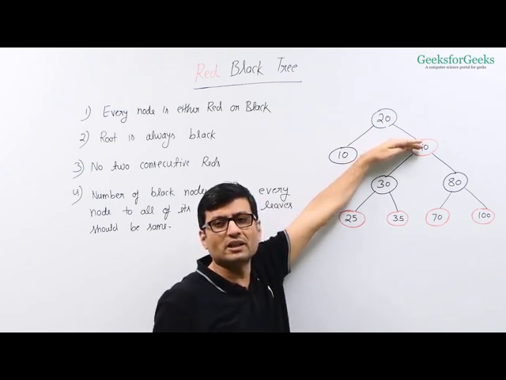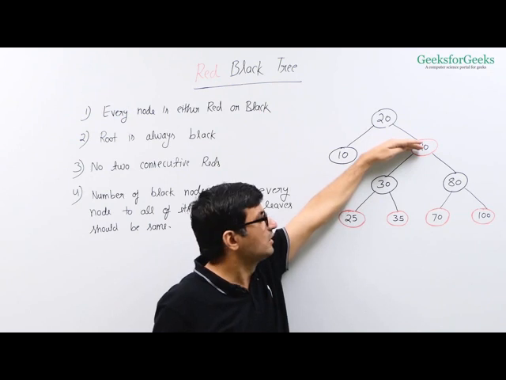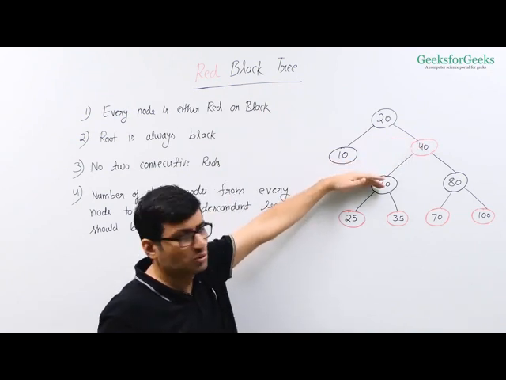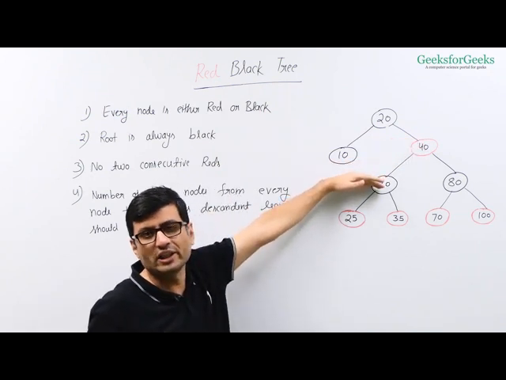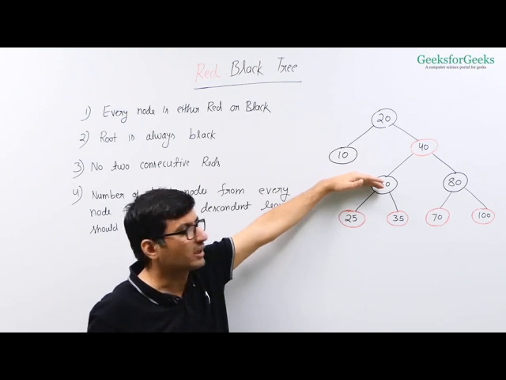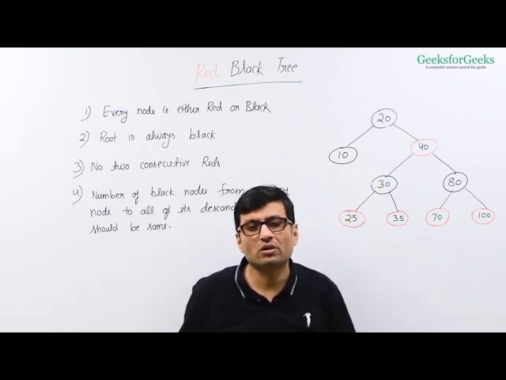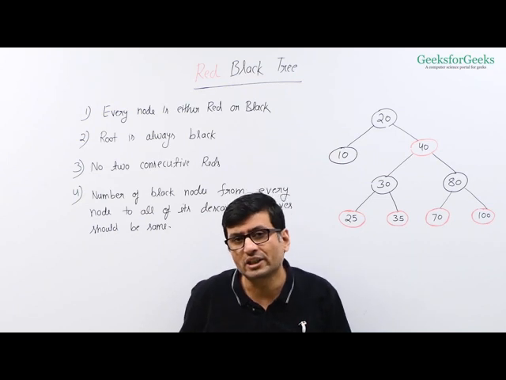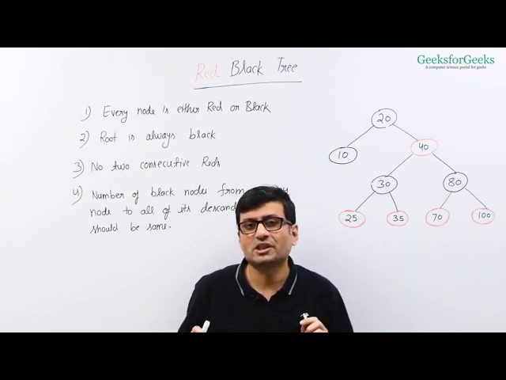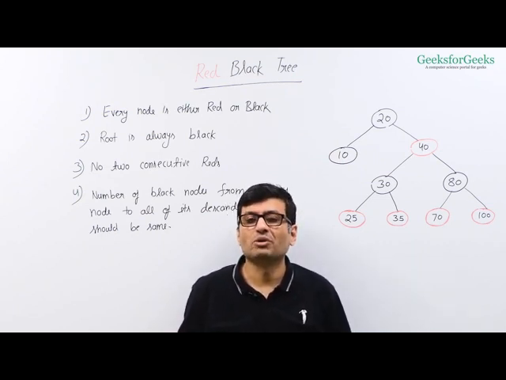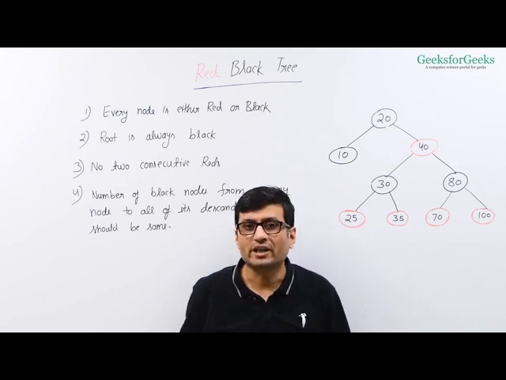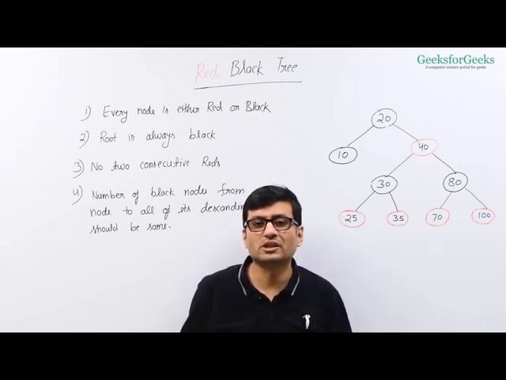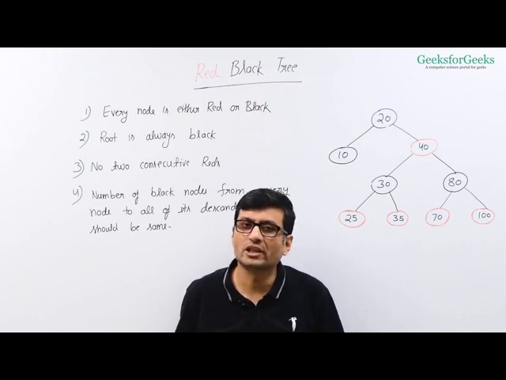If you see this node, there are 4 paths from this to its descendant leaves. And all these paths have one black node. If you see this, there are 2 paths from this to descendant leaves and both the paths have one black node. From every node to all of its descendant leaves, we should have same number of black nodes. We also call it black height of a node should be same through all descendant leaves.